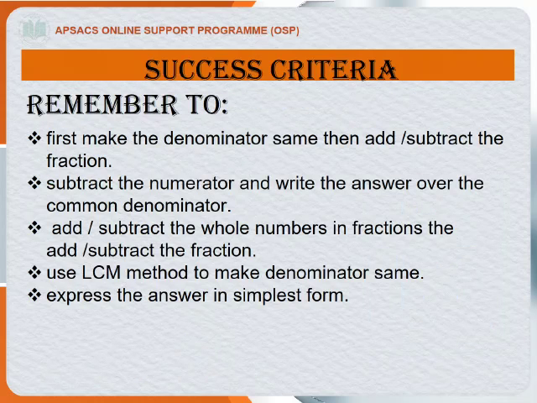Success criteria. Remember 2. First, make the denominators the same. Then add or subtract the fractions. Subtract the numerators and write the answer over the common denominator. Add or subtract the whole numbers in the mixed fractions and then subtract or add the fractions. Use the LCM method to make the denominators the same. Express the answer in simplest form.